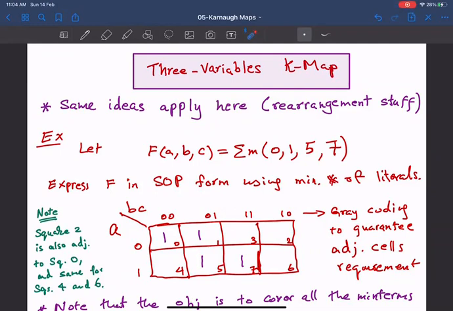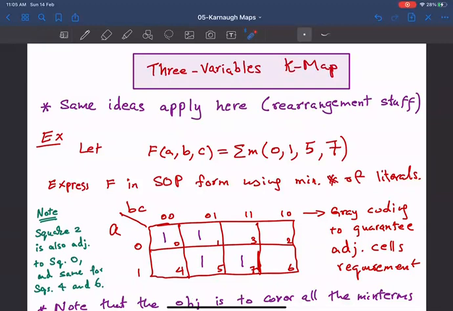By the same way, we know that this cell here is also adjacent to this cell. So the K-map wraps around the boundaries, the edges. This cell here is 0, 0, 0, and this cell here is 0, 1, 0. So they are different only with respect to variable B, which is 1 here and 0 here. A and C are the same. The same goes for this one and this one.